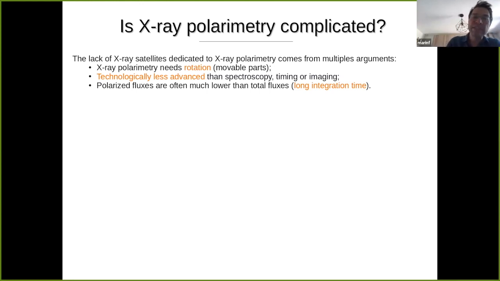And the final argument is that polarized fluxes are often much lower than total fluxes. And that's logical. You are measuring the polarized flux, and the polarized flux is a fraction between zero and one of the total flux. So it needs longer integration time to have the same sensitivity, the same signal-to-noise ratio, as in total flux.